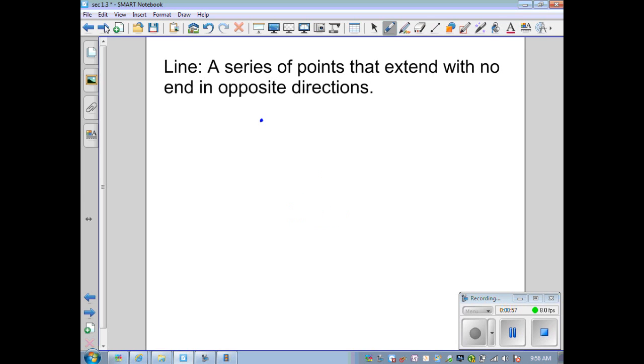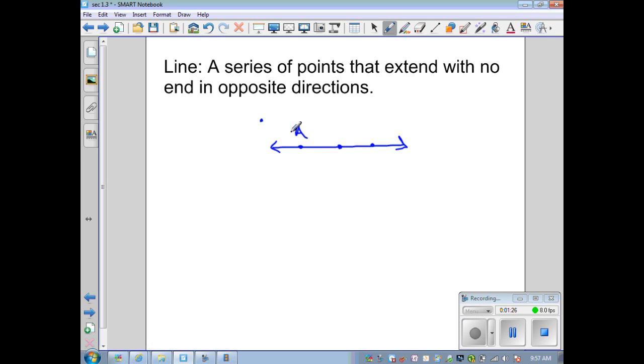The next term, line. A line is a series of points that extend with no end in opposite directions. To represent a line in geometry, we create the line that has an arrow on both ends, and that represents that it extends in both directions without end. There are a couple of ways that we can identify a line. First, we can have it labeled by points on the line.